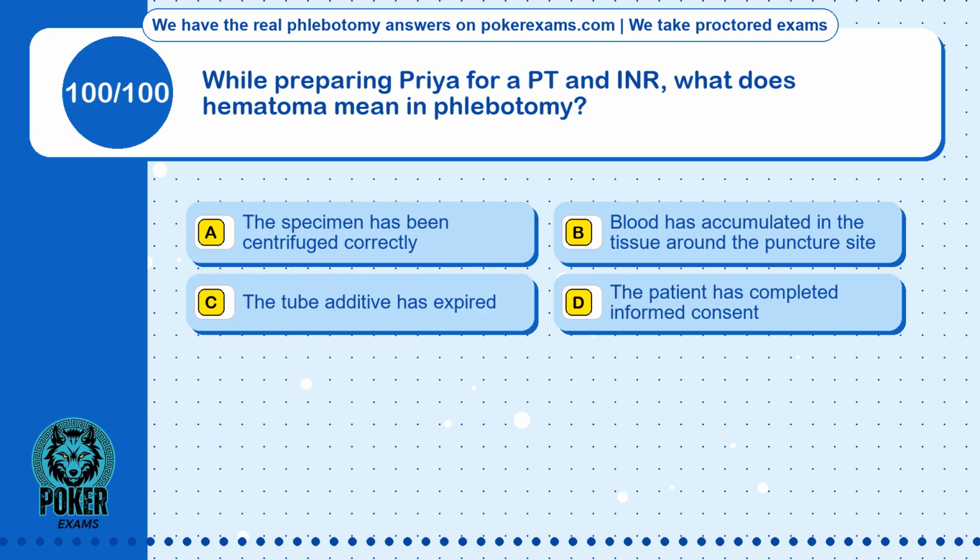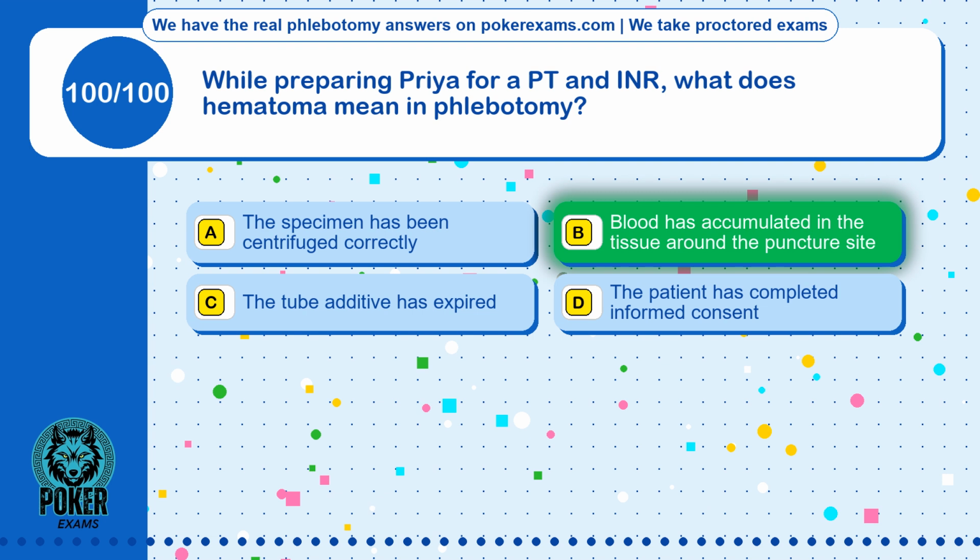Question 100. While preparing for a patient, what does hematoma mean in phlebotomy? Option A. The specimen has been centrifuged correctly. Option B. Blood has accumulated in the tissue around the puncture site. Option C. The tube additive has expired. Option D. The patient has completed informed consent.